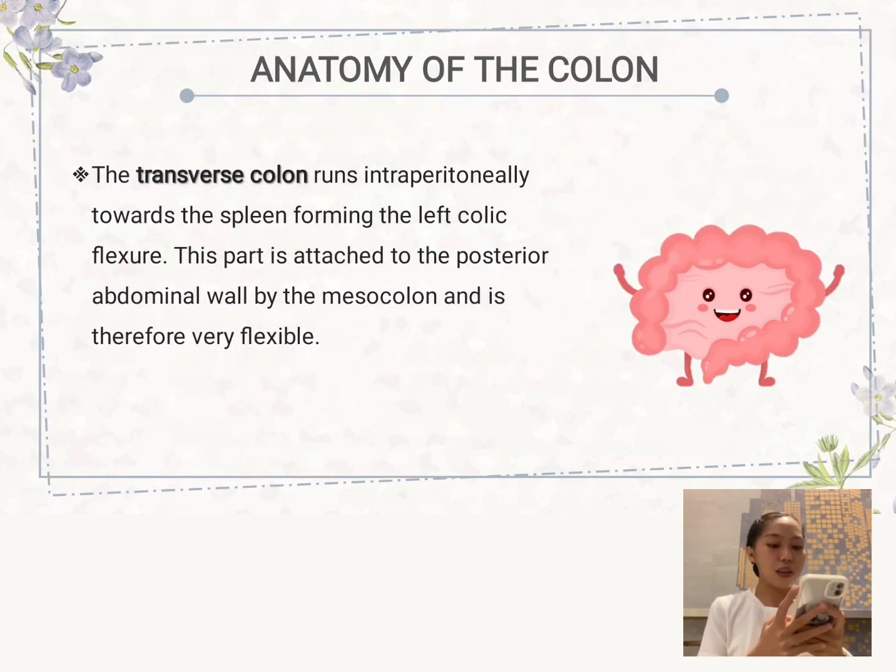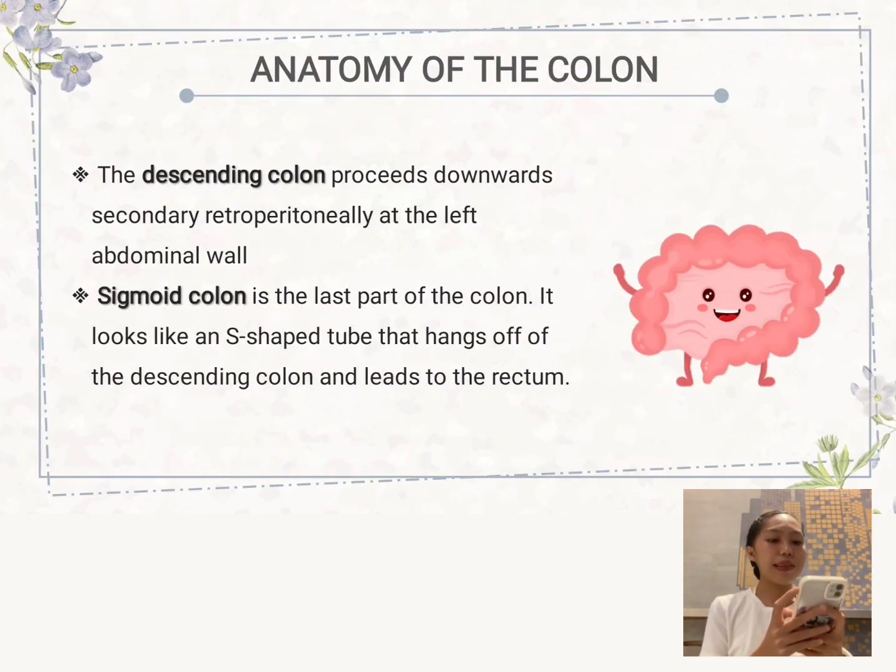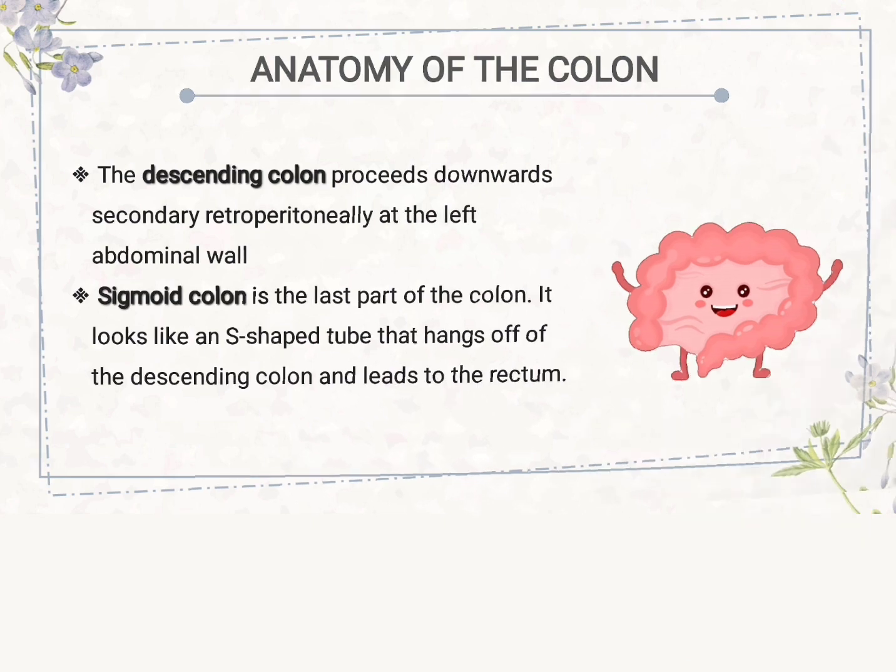The transverse colon runs intraperitoneally towards the spleen, forming the left colic flexure. This part is attached to the posterior abdominal wall by the mesocolon and is therefore very flexible. The descending colon proceeds downwards secondary retroperitoneally at the left abdominal wall. Lastly, the sigmoid colon is the last part of the colon. It looks like an S-shaped tube that hangs off the descending colon and leads to the rectum.